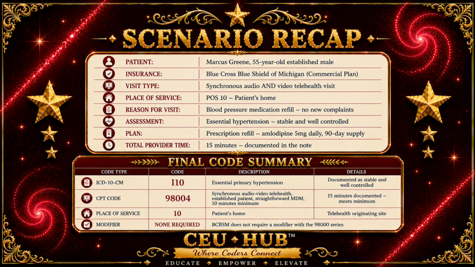Medicare does not use the 98000 series. Use standard E&M codes with place of service 10. The documentation drives the codes. If it is not documented, it did not happen.